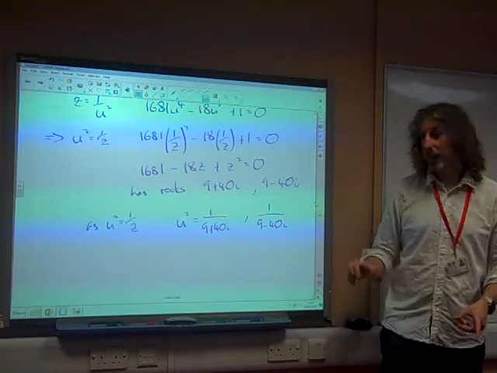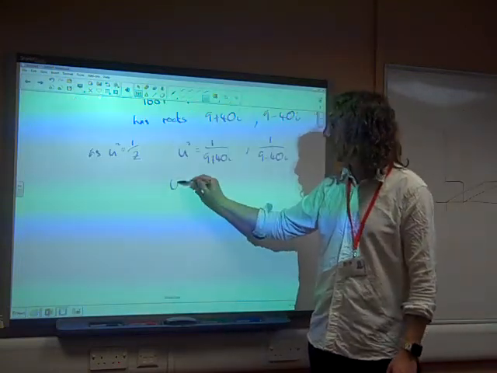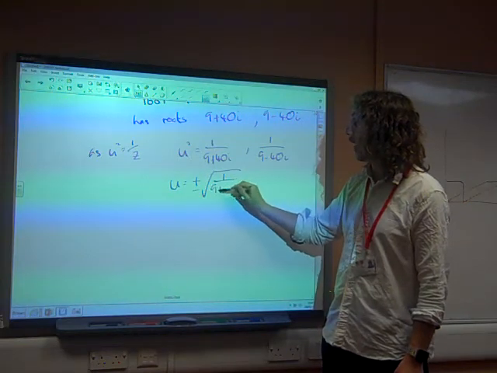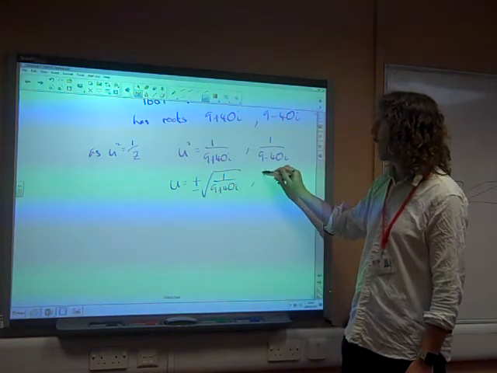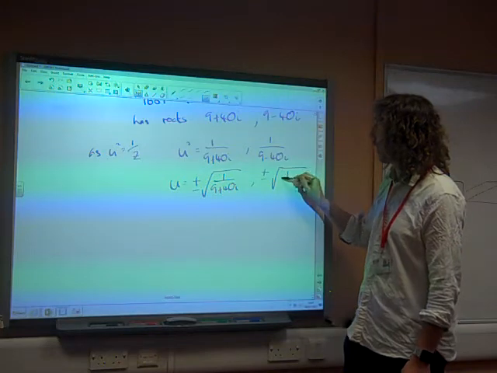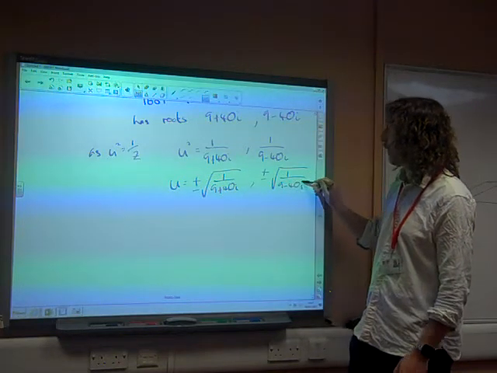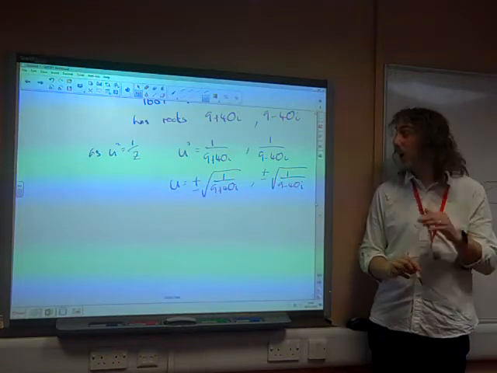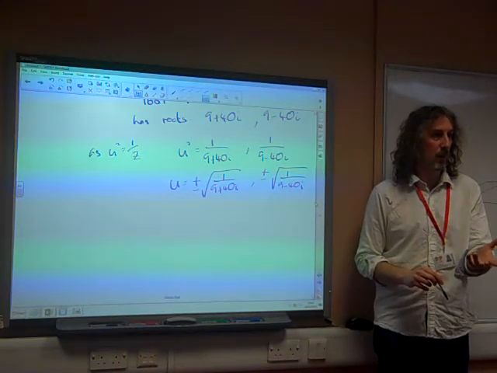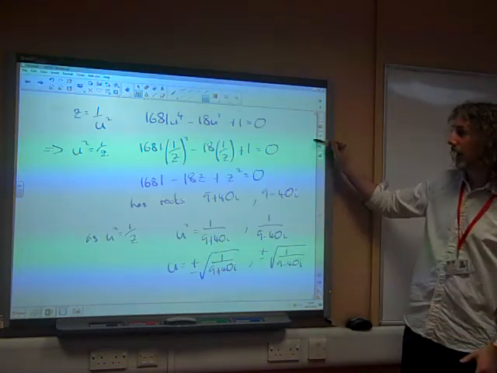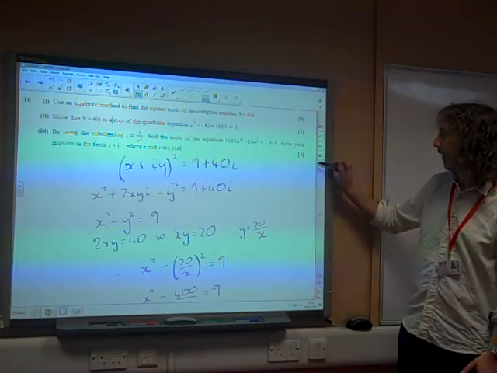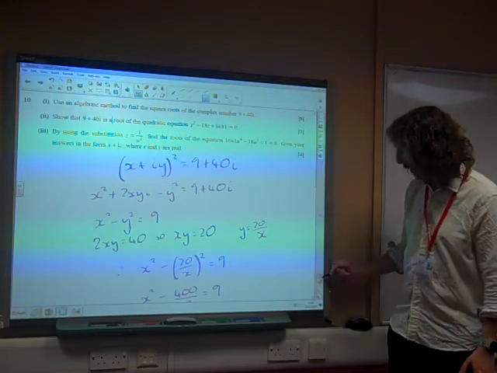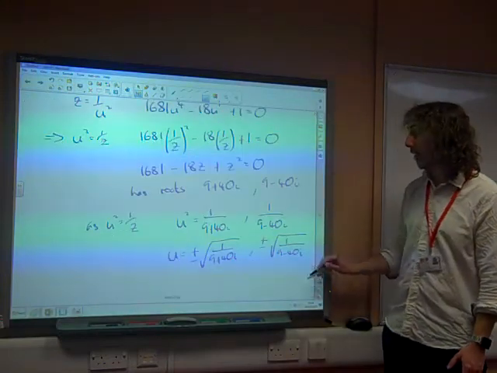So u is plus or minus the square root of 1 over 9 plus 40i, and plus or minus the square root of 1 over 9 minus 40i. We're establishing what u is at the moment. That's a horrible form, we wouldn't leave it in that form. It does say, give your answers in the form x plus iy. So we've got what u is, but we're some way away.